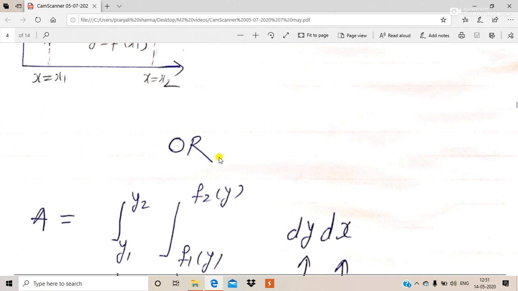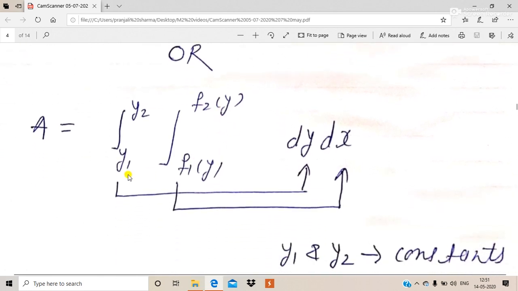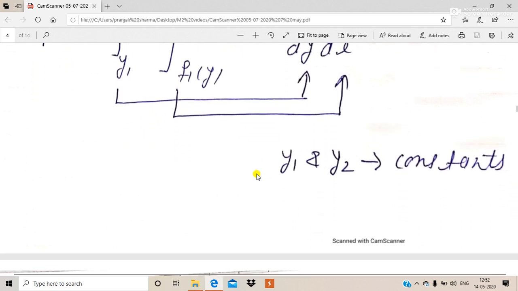Or if we change the order, then y1 to y2 will be the limits of y and these will be constants, and x = f1(y) to x = f2(y) are functions of y and these will be the limits of x. In this case we have to first integrate with respect to x, then with respect to y. So let's understand by some examples.